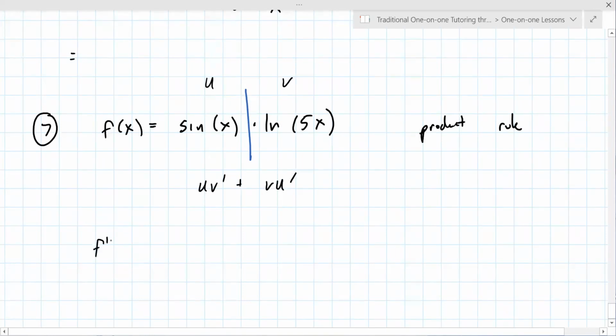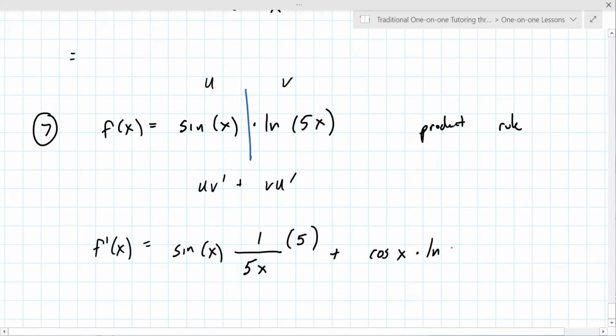All right, so your derivative is, we'll keep the first, sine x. What is the derivative of natural log? It's always 1 over whatever is inside there. So 1 over 5x times, what's the derivative of 5x? Just 5. Plus, what's the derivative of the first? The derivative of sine is cosine. Keep the second, natural log of 5x.